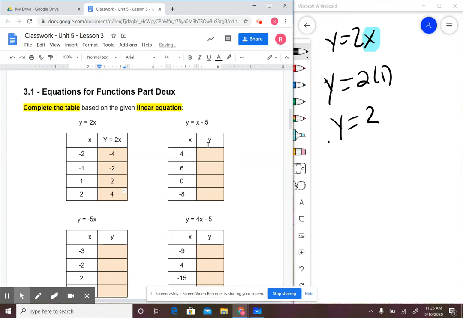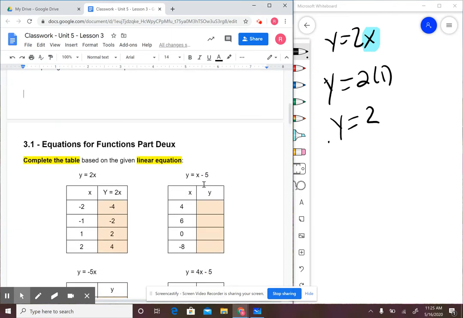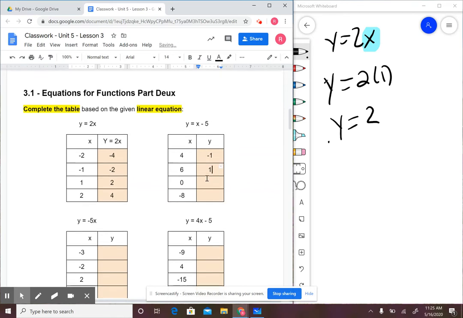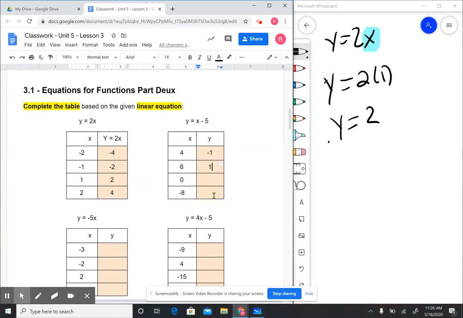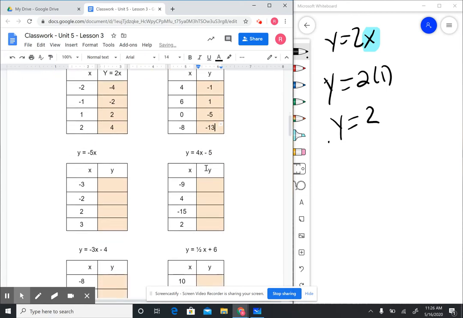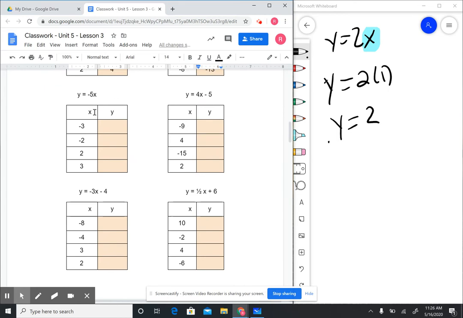Now this one says take your input and subtract 5. So 5 minus 4 would be negative 1. 6 minus 5 would be 1. 0 minus 5 would be negative 5. Negative 8 minus 5 would be negative 13. Okay.